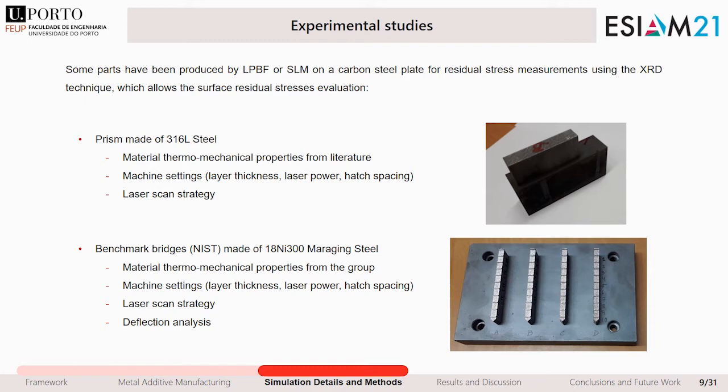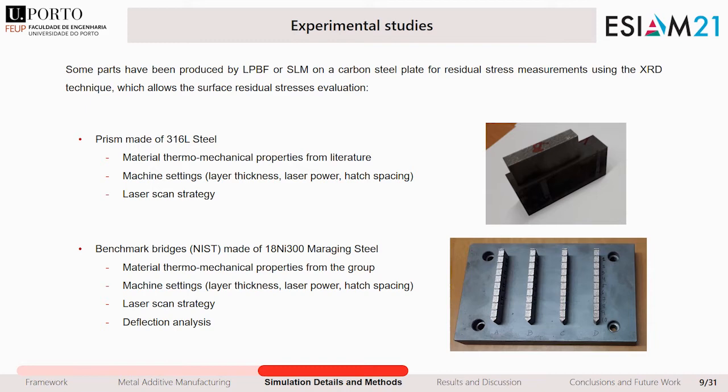In order to conduct the research, some specimens were printed using the laser powder bed fusion or the selective laser melting on a carbon steel plate for residual stress measurements using the X-ray diffraction technique, which allows the surface residual stresses evaluation. So one specimen with a prism shape made of 316L stainless steel was produced. For this material, thermomechanical properties from the literature were adopted for the numerical simulations. The numerical simulation of the process took into account the machine settings like layer thickness, laser power, hatch spacing, laser scan strategy.